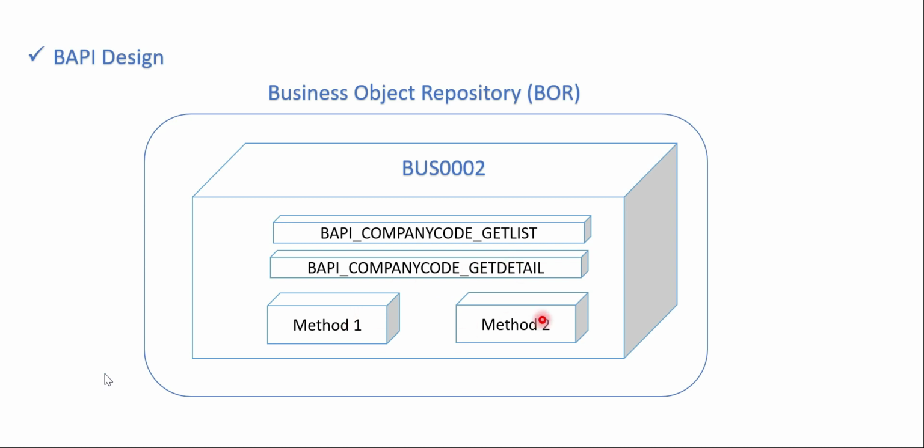Along with that, they have methods. A method is nothing but a set of code, nothing big. A method doesn't necessarily have a BAPI. So be very clear about it: a business object has methods. Some methods have a BAPI, some methods don't. But both have code and functionality that will give the data as expected by the application, whether SAP or non-SAP. Clear?